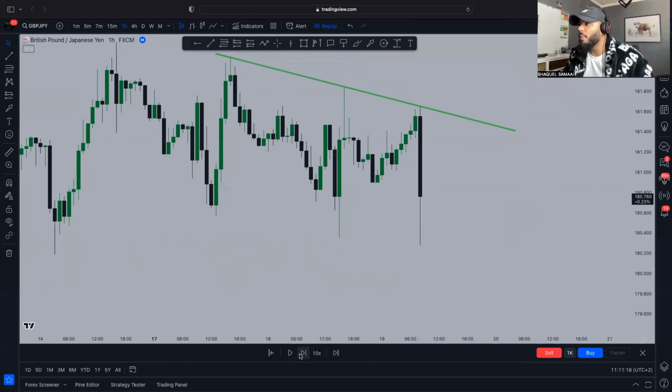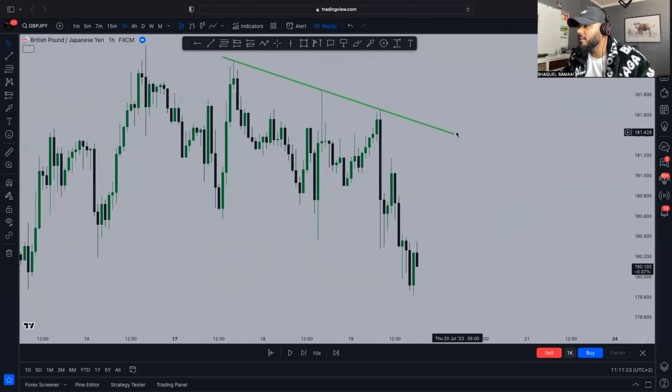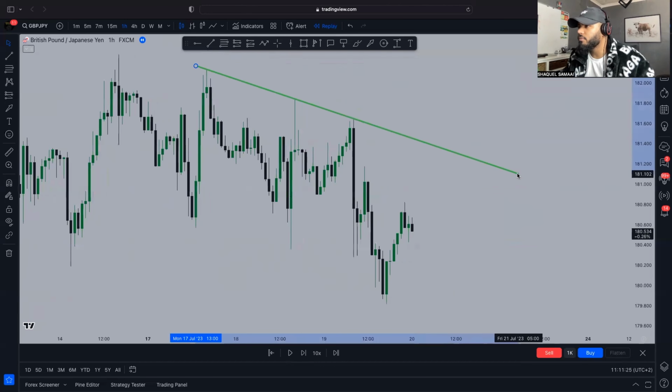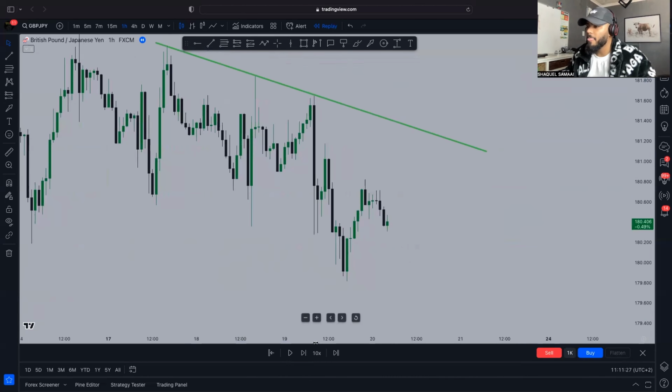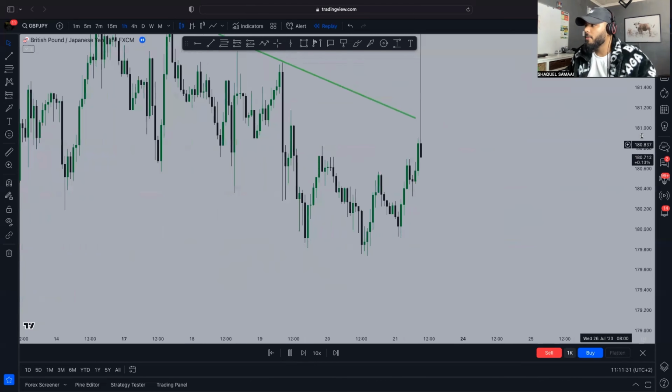And yes, trend lines will be broken. Trend lines will be broken. But the case is, that's the trend. You can see that's the trend. There you go. So, okay, if this trend line is broken, the trend has changed. You understand? There we go.